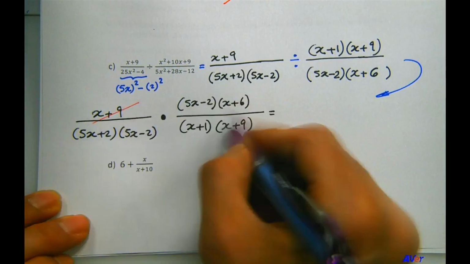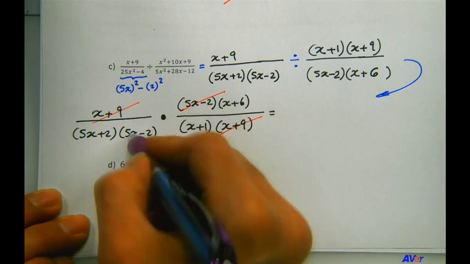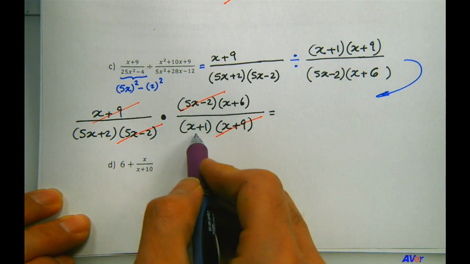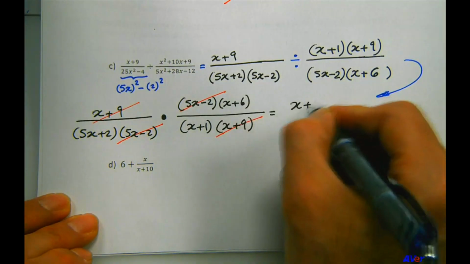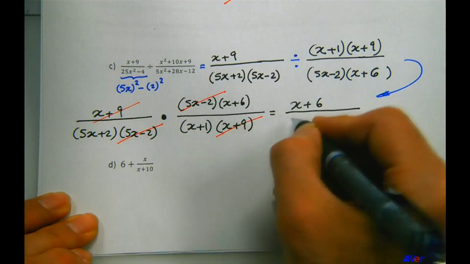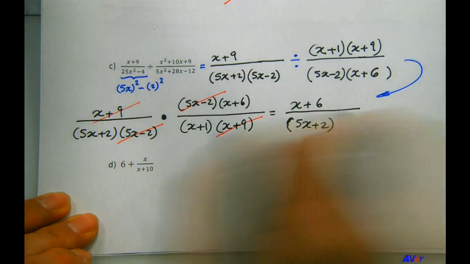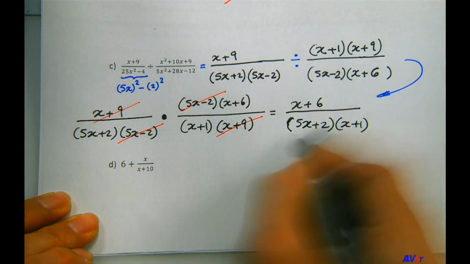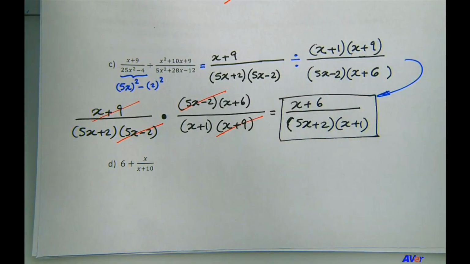So x plus 9 and x plus 9 cancel out. This 5x minus 2 and this 5x minus 2 cancel out. We end up with what's left, which is x plus 6 in the numerator divided by (5x plus 2) times (x plus 1). Okay, can we simplify this anymore? No. So there's the final answer for that.